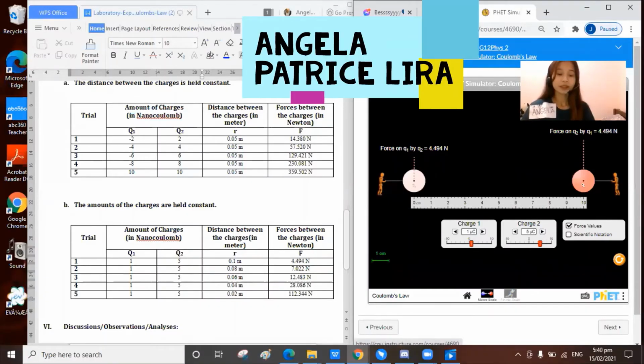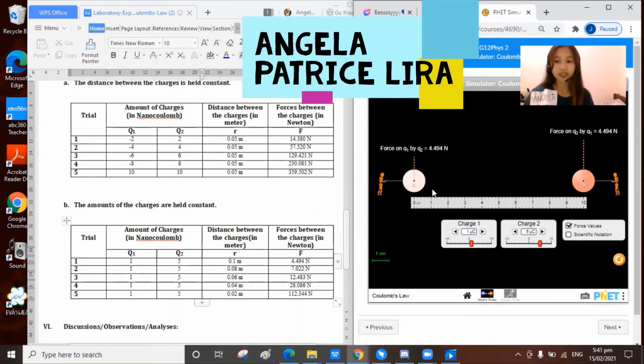For table B, the amounts of the charges are held constant. The charges that we are going to use for this table are positive 1 for charge 1 and positive 5 for charge 2. For trial 1, these are our charges. The distance between the charges is 10 centimeters. Converted into meters, we have 0.1 meter.